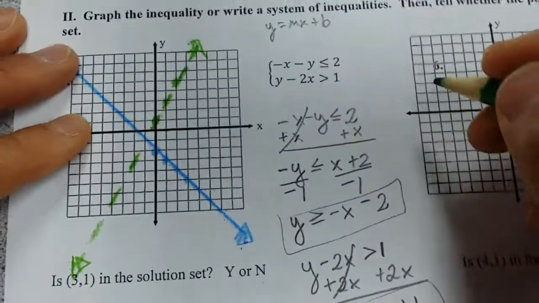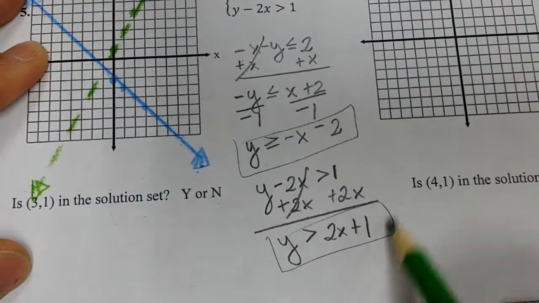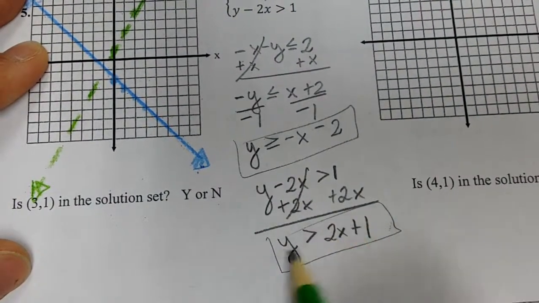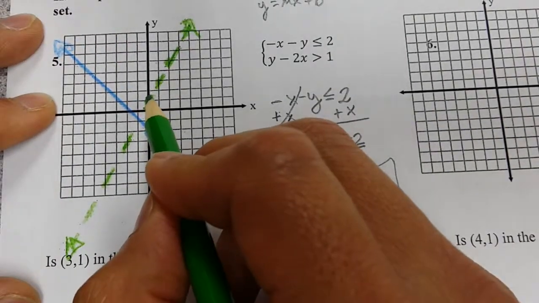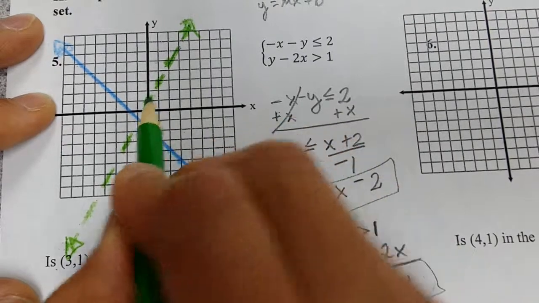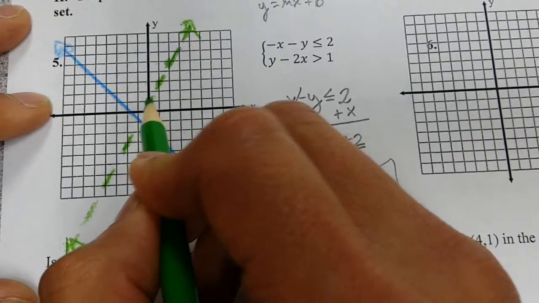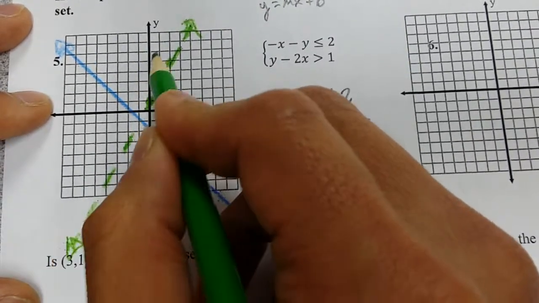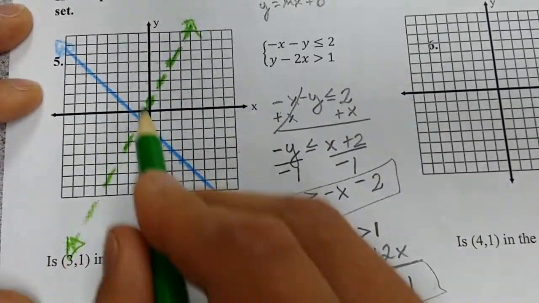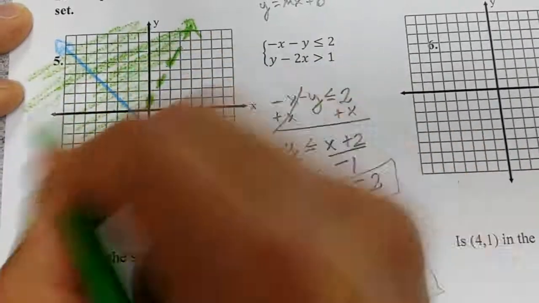Now we can start shading. I'll start with this line first. Y is greater than 2x plus 1. Well, here's the y-intercept, it's plus 1. So y values that are greater than 1 will be 2, 3, 4, 5. And you see how it's coming up on the left side of the line. So I shade to the left side.